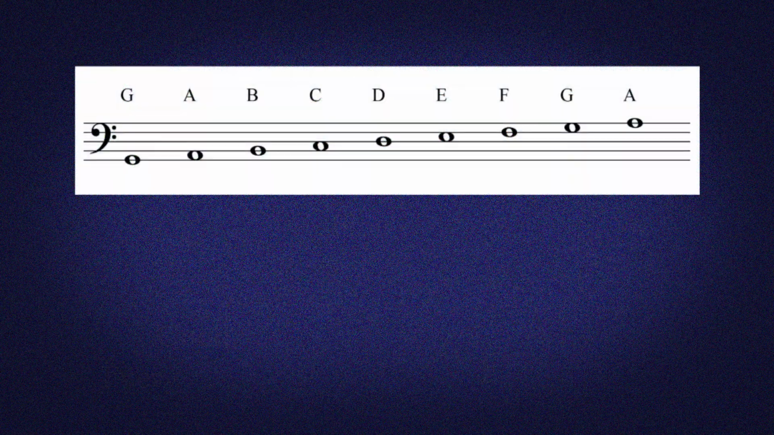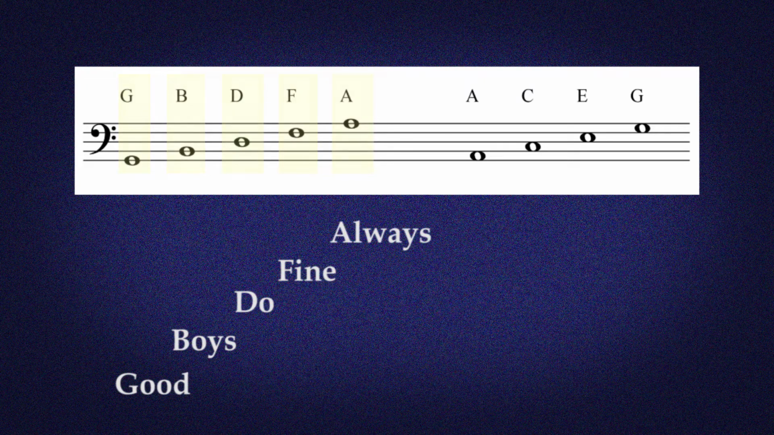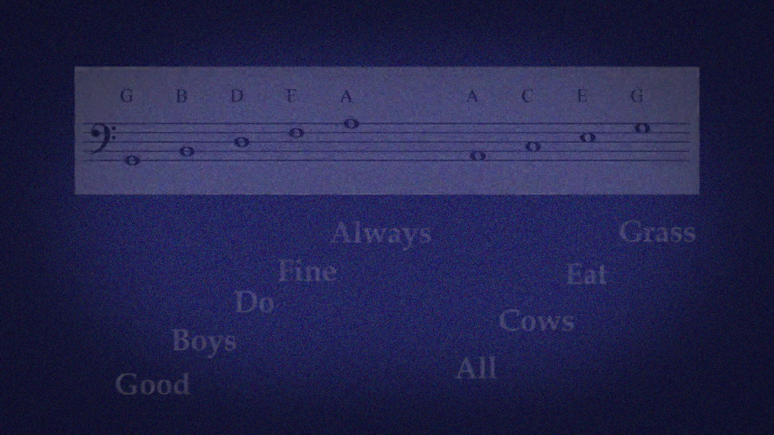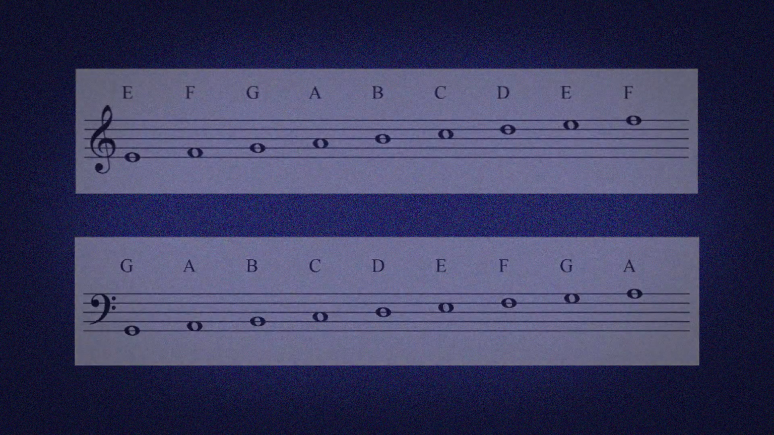The bass clef uses these notes. And again, if we separate the lines from the spaces, we can create sayings to help us memorize them quickly. For the lines, G, B, D, F, and A, we might say, "Good boys do fine always." For the spaces, A, C, E, and G, we might say, "All cows eat grass." These are the most common sayings that are generally taught for this, but honestly, it doesn't matter how we memorize them, we just need to memorize them.